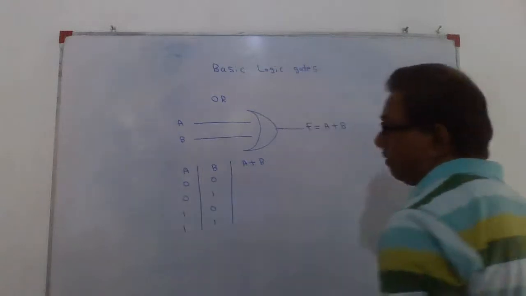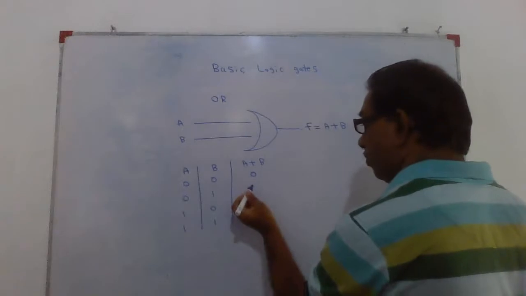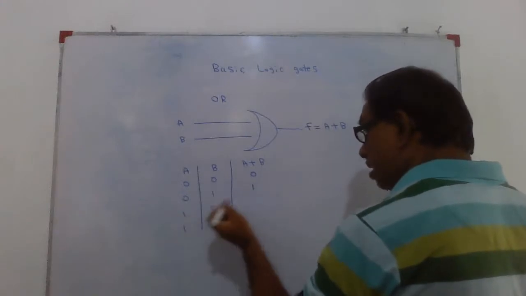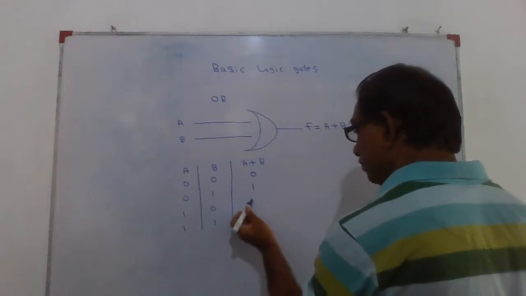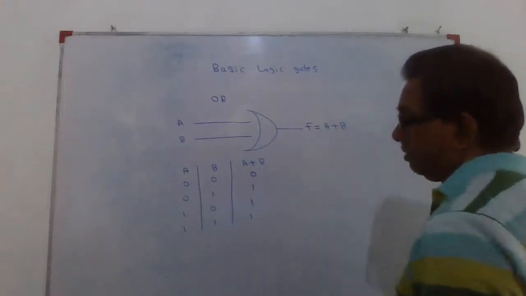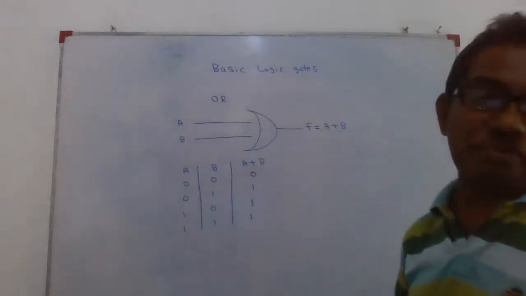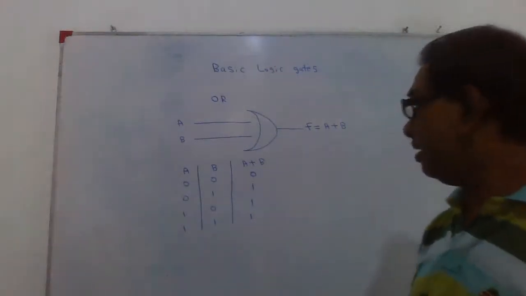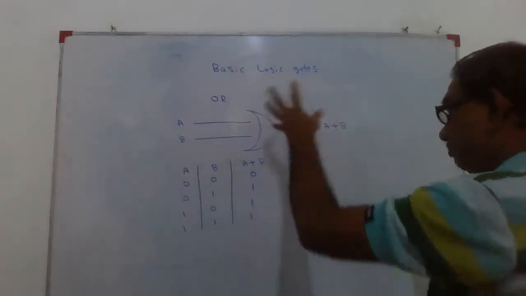Right. Now how to add it? 0 OR 0 is 0. 0 OR 1 is 1. 1 OR 0 is always 1. 1 OR 1 is always 1. As I told you, 1 OR 1 is 1 in Boolean algebra. So then, you can understand the truth table and the symbol.